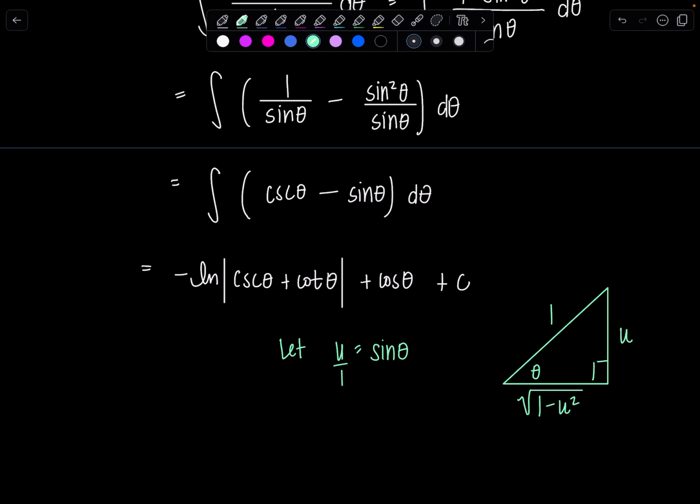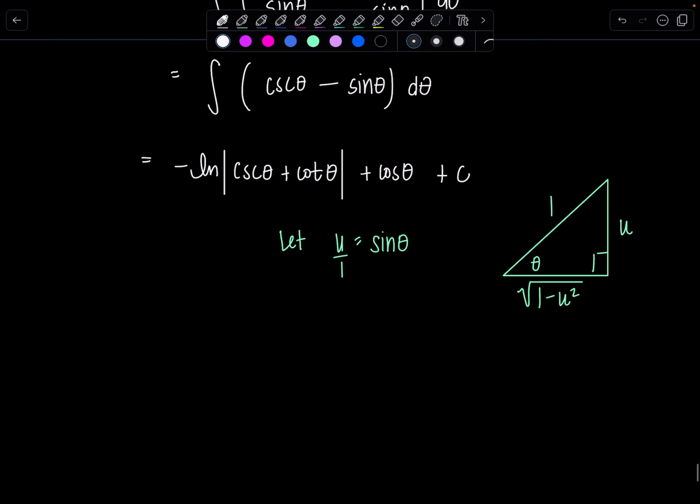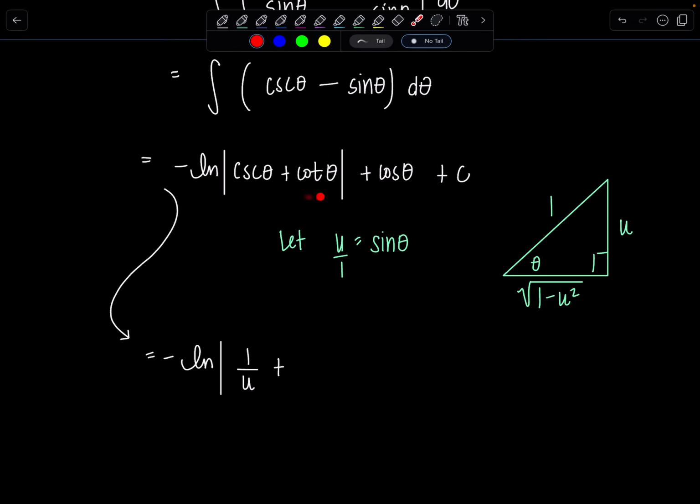So now let's use that triangle and rewrite everything in terms of u. So we're going to have negative natural log absolute value. Cosecant theta is the reciprocal of sine theta, so I could just take the reciprocal of u over 1, or you could look at your triangle that you made if you're so proud of it. So this will be 1 over u plus cotangent theta. Cotangent theta is adjacent over opposite, so that's going to give me the square root of 1 minus u squared over u.